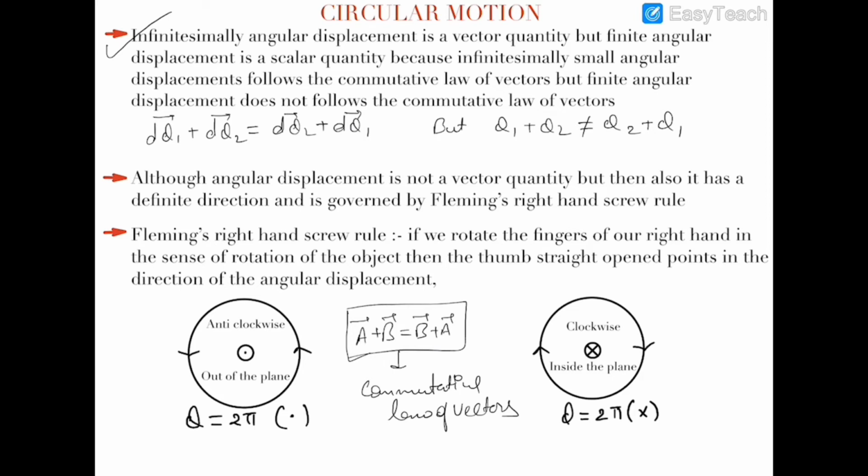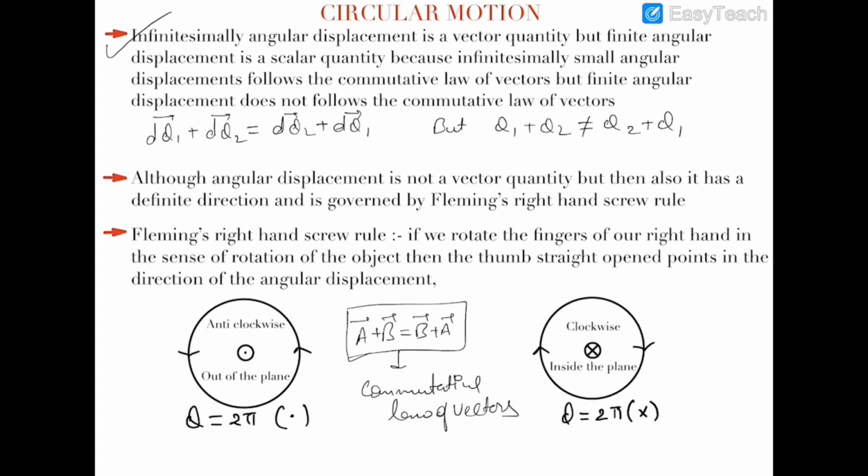So when you are writing the vector or scalar quantity about that angular displacement, you should be very careful that in the numericals angular displacements are not so small that you can refer to them as a vector. So we take the angular displacement as a scalar quantity. Now, although this angular displacement is not a vector quantity, it also has a definite direction.